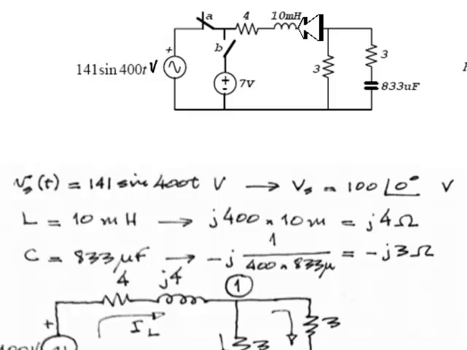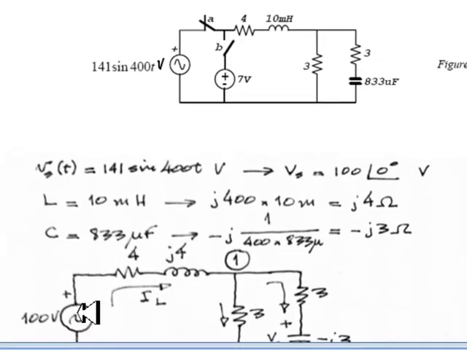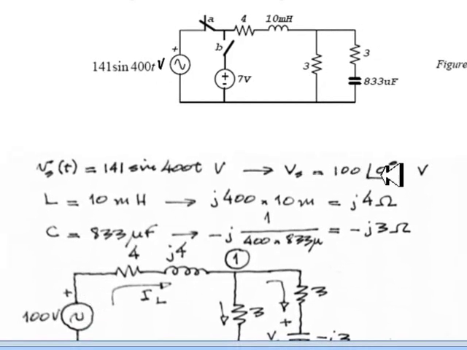The reactive elements, the inductor and the capacitor, will be represented by their impedances. So the 10 millihenry inductor is going to be represented by j omega L. Omega is 400 radians per second. That impedance is j4 ohms. So this inductor will be represented here by that j4 ohms impedance. The source is this 100 with 0 degrees phasor, which is a real number, just 100 volts, the RMS value of that source over there.